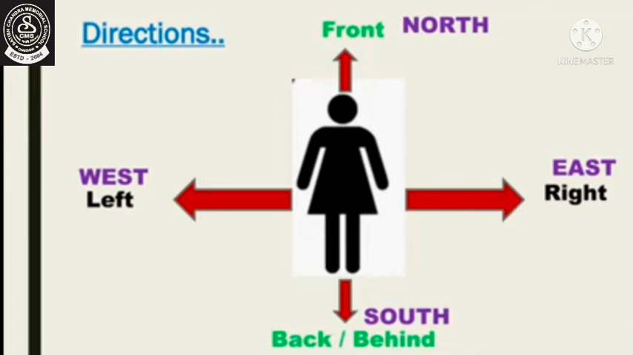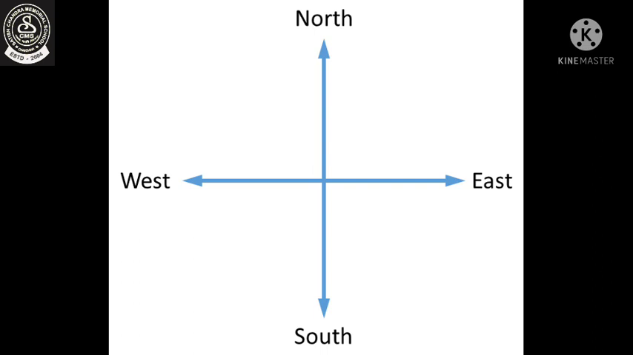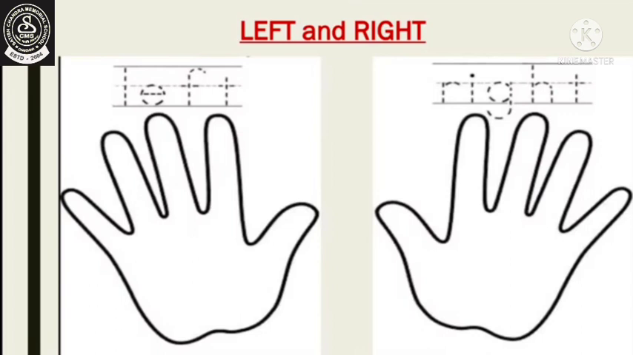And we all know the sun rises from the east and sets in the west direction. And towards the front is our north direction. And back or behind we have south direction. So the four main directions we have are east, west, north and south. These are the four main directions we have. Remember this.